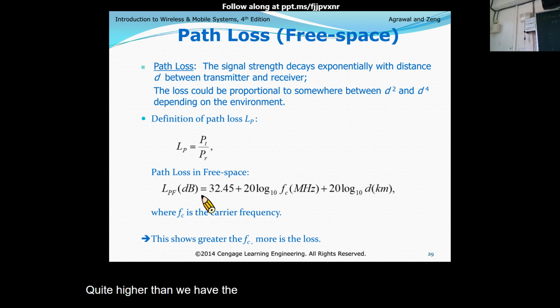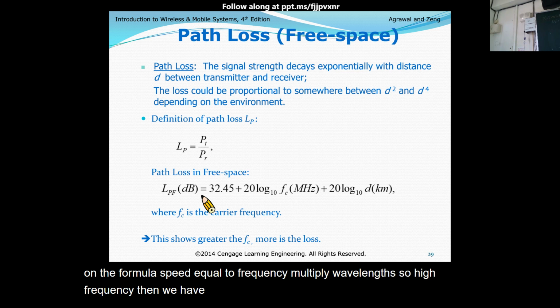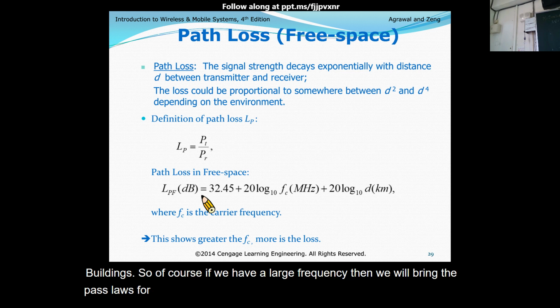Why? If we have a high frequency, based on the formula, speed equals frequency multiplied by wavelength. So high frequency means a really short wavelength. A really short wavelength will incur possible blocking by buildings. So of course, if we have a large frequency, then we will bring the path loss for sure, following the current formula.